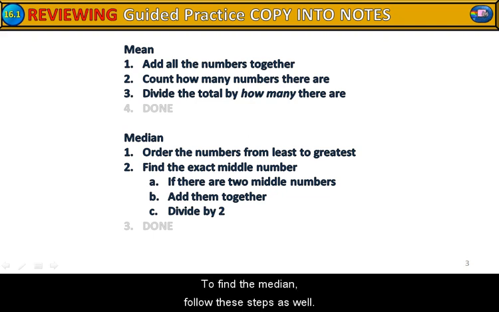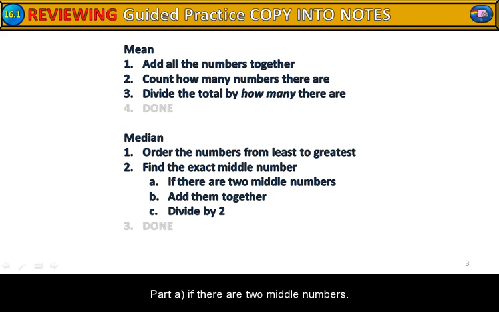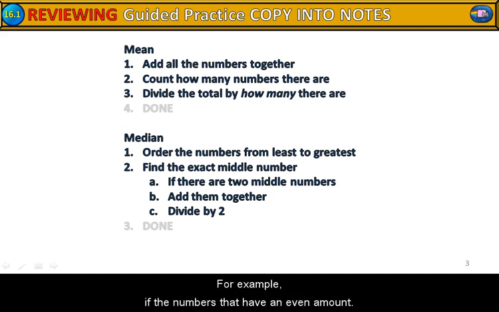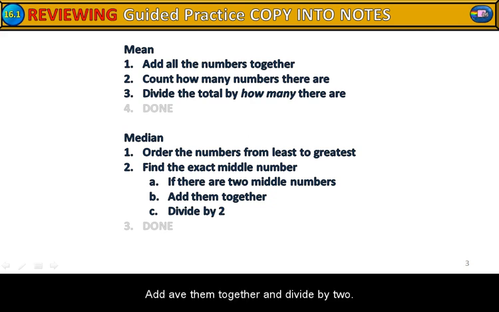To find the median, follow these steps as well. Number 1. Order the numbers from least to greatest. Number 2. Find the exact middle number. And part A, if there are two middle numbers, for example, if the number set has an even amount, add them together and divide by 2.